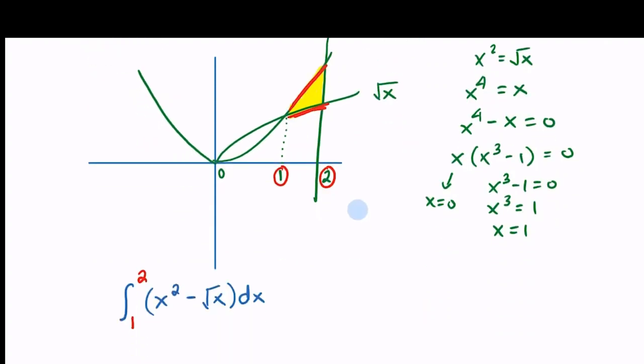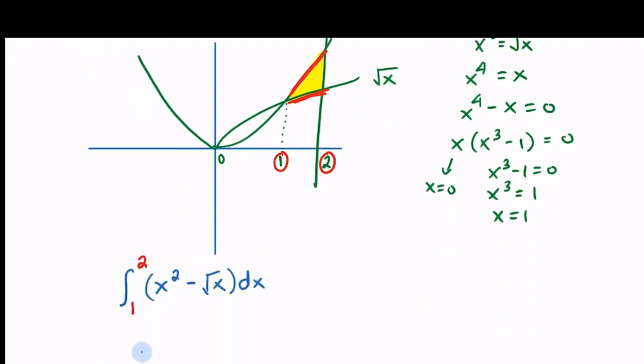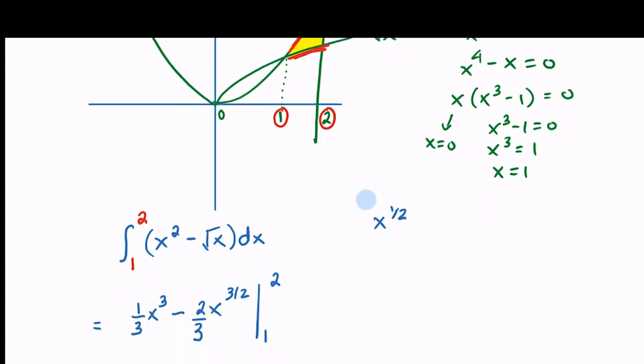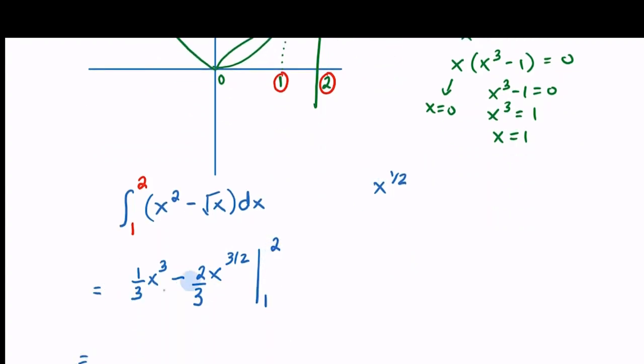So at this point, this should become a trivial question. The antiderivative of this is 1/3 x cubed minus, remember root x is the same thing as x to the half. So we need to add 1 to the exponent, which is going to be 3 over 2. We can divide by 3 over 2, which ends up being a multiplication of the reciprocal, 2 over 3. And we need to evaluate from 1 to 2. So we begin by plugging 2 in.